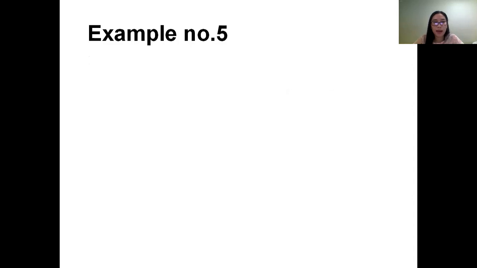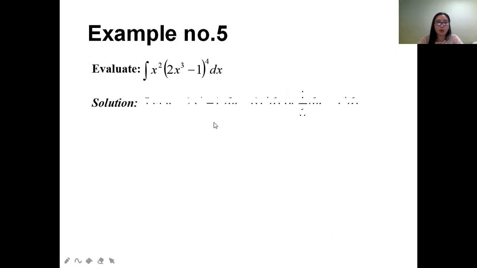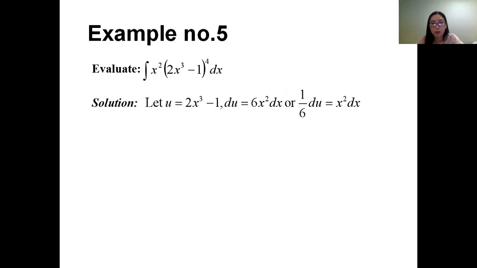So, for our last example, example number 5. We are asked to evaluate the integral of x squared times the quantity of 2x cubed minus 1 to the power of 4 dx. For our solution, we let u be equal to 2x cubed minus 1.